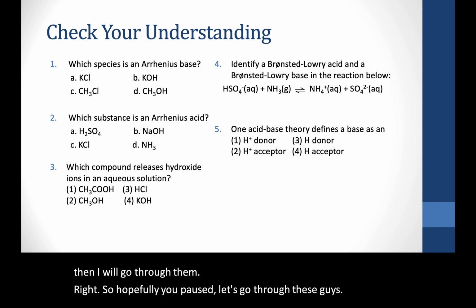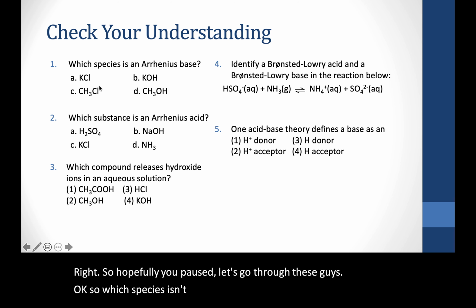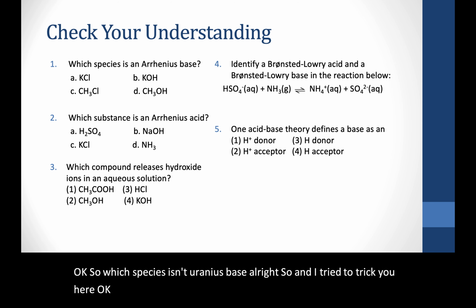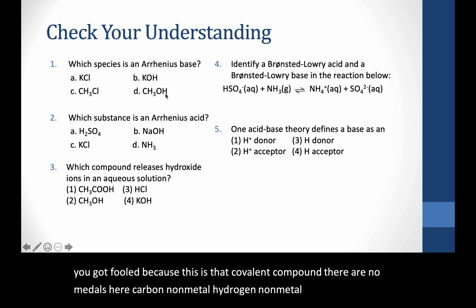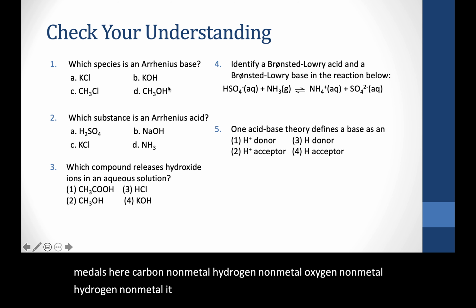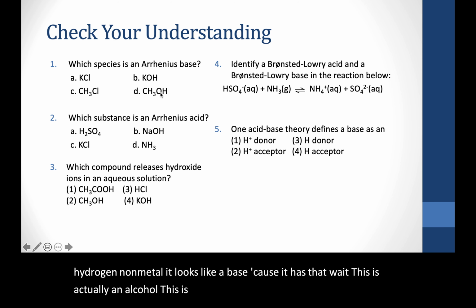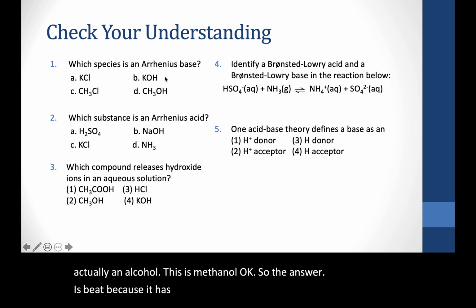Okay, so which species is an Arrhenius base? I tried to trick you here, okay? Remember, bases have to be ionic compounds. So if you pick D, you got fooled because this is a covalent compound. There are no metals here. Carbon, nonmetal, hydrogen, nonmetal, oxygen, nonmetal, hydrogen, nonmetal. It looks like a base because it has that OH. This is actually an alcohol. This is methanol, okay? So the answer is B because it has the OH and it's an ionic compound.